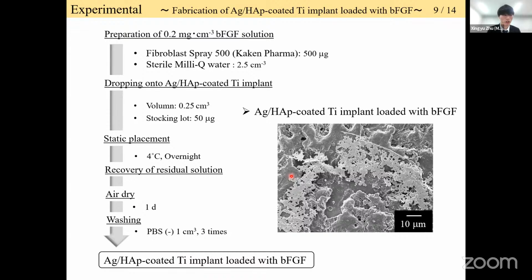Next, a method of bFGF loading. As a method of bFGF loading, we first prepared a 200 ppm bFGF solution and dropped 250 microliters onto the surface of HAP-coated titanium. The solution was allowed to stand overnight for deposition and air dried for 1 day after the remaining solution was collected, and then washed to produce bFGF-loaded HAP-coated titanium. And the images showed a change in surface morphology, which is believed to be due to bFGF loading.